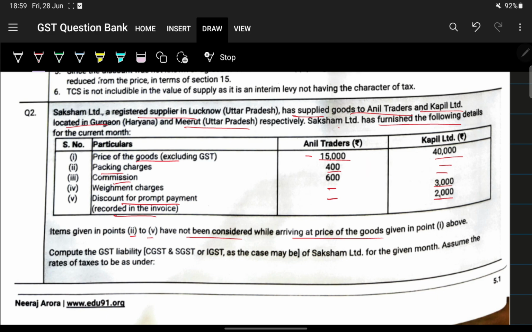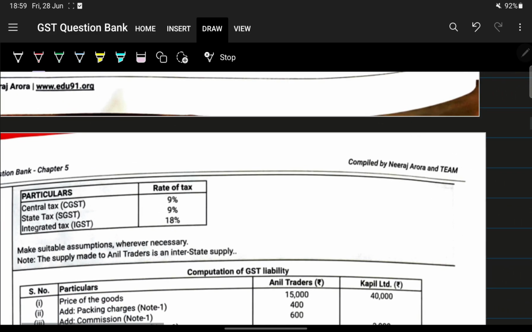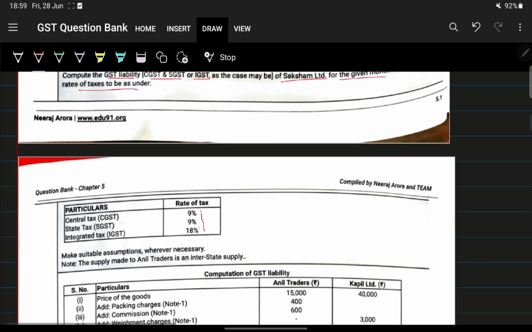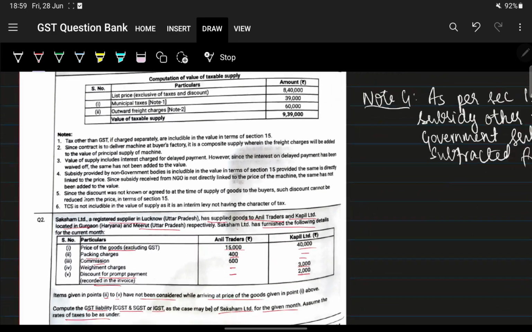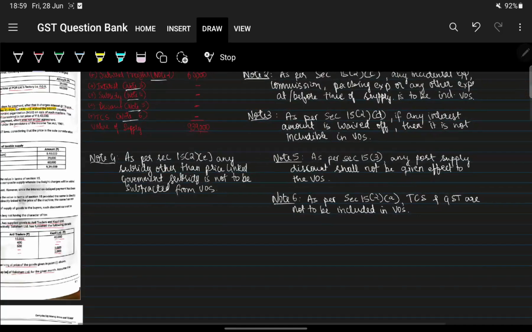Clear? Next, compute the GST liability, CGST, SGST or IGST as the case may be, of Saksham Limited for the given month. Assume the rates of taxes to be as under: 9, 9 and 18%. Next we'll start with this. First we'll have to find out the value of supply. Without knowing the value of supply, we will not be able to calculate the amount of GST.